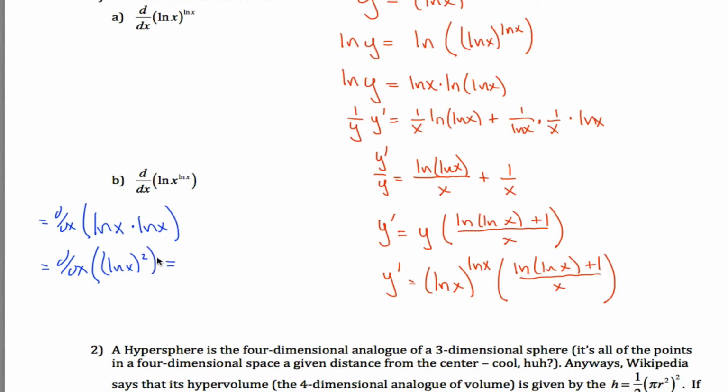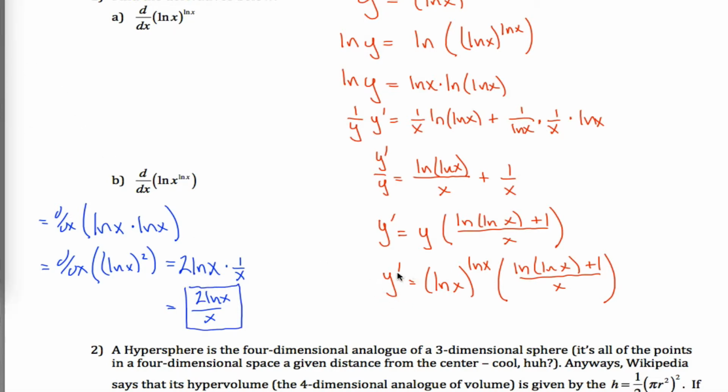You can take that derivative using the chain rule. The outside function is stuff being squared. So you get 2 times the natural log of x raised up to the 1 power times the derivative of natural log of x, which is 1 over x. So for your final answer, you get 2 natural log of x divided by x.